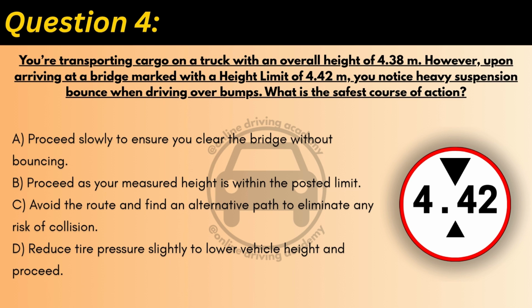And since the height limit is just 4.42 meters, it means that your vehicle will actually hit the top. So is it option A, proceed slowly to ensure you clear the bridge without bouncing? Is it option B, proceed as your measured height is within the posted limit? Is it option C, avoid the route and find an alternative path to eliminate any risk of collision? Or is it option D, reduce the tire pressure slightly to lower the vehicle's height and then proceed?